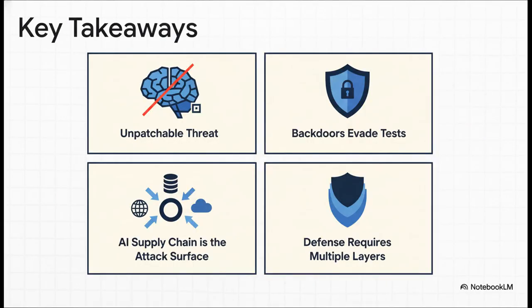So let's quickly recap the most critical takeaways here. First, data poisoning is an unpatchable foundational threat with major business consequences. Second, remember that sophisticated attacks like backdoors are specifically designed to evade your standard tests. Third, your AI supply chain, all that data you pull from the outside, is your primary and probably your most vulnerable attack surface. And finally, defense is not a single tool. It requires multiple layers working together.